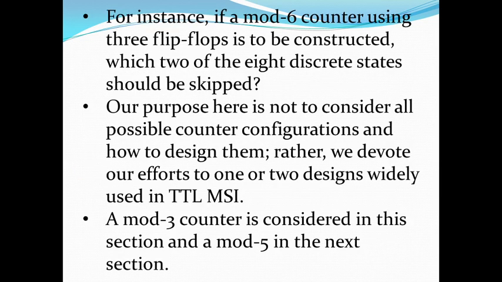For instance, if a mod 6 counter using 3 flip-flops is to be constructed, which two of the 8 discrete states should be skipped? That means if you want to prepare a modified count of mod 6 from a natural counter of mod 8, you have to skip 2 states out of 8 discrete states. Now, which 2 states you want to skip? That is the way you can prepare different types of mod 6 counters, and accordingly the circuit is also going to change.